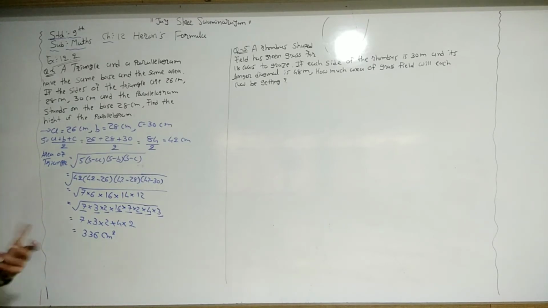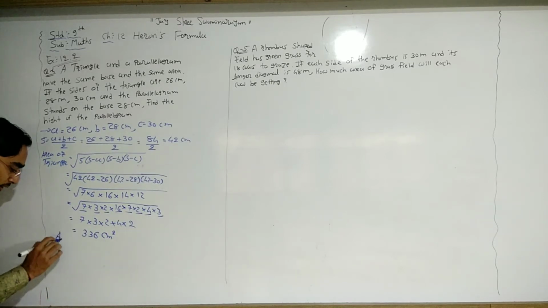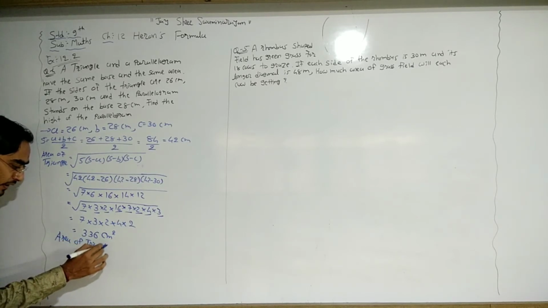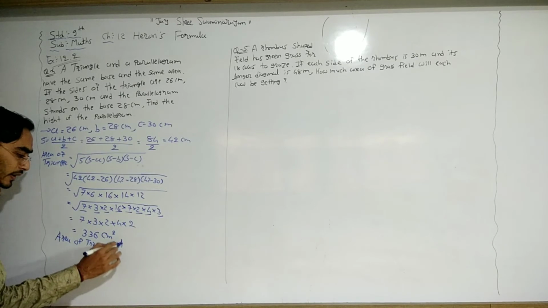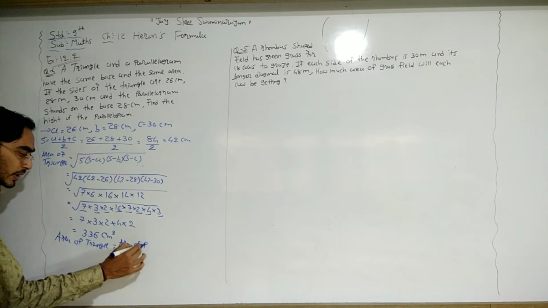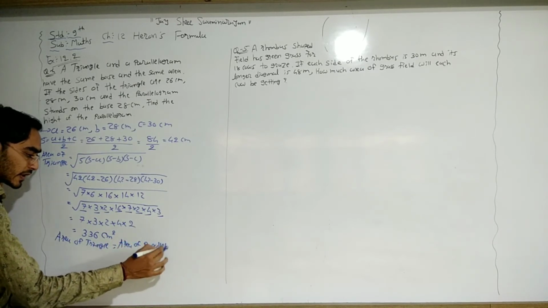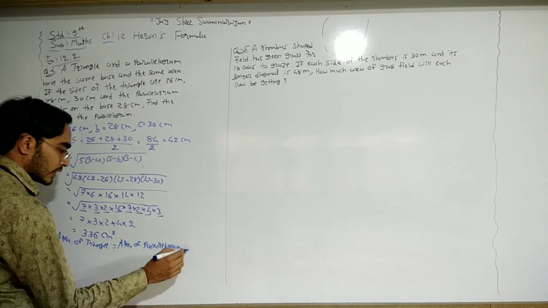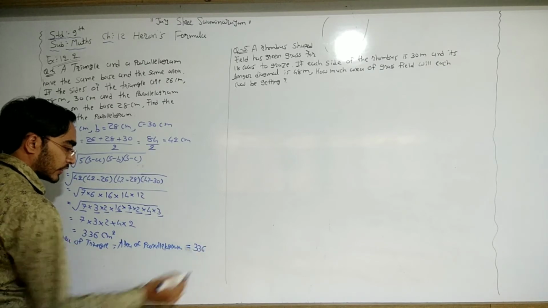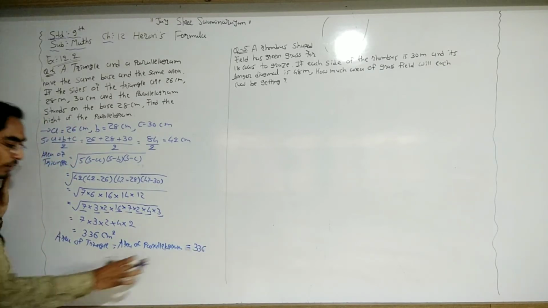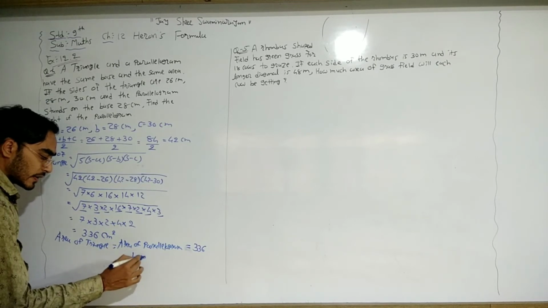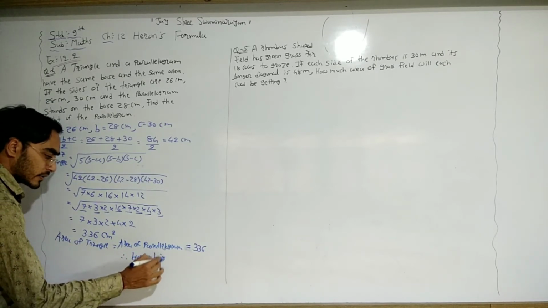Okay, now area of triangle and area of parallelogram both are same. Right, so here area of triangle is equal to area of parallelogram is equal to 336 centimeter square. Now use the area of parallelogram, base into height.